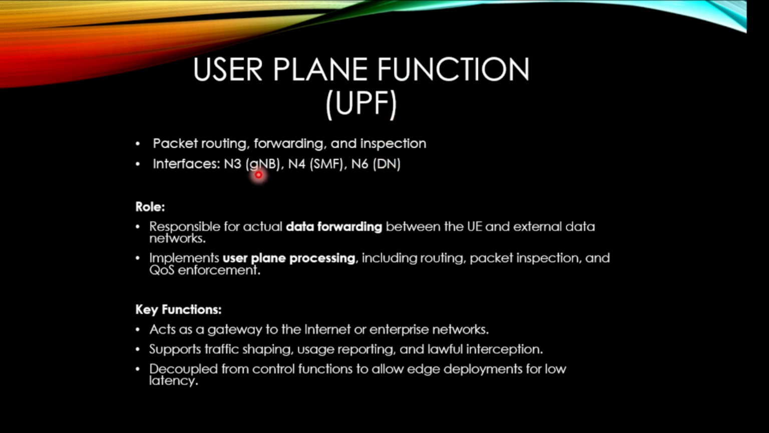So the UPF, the main role is it is responsible for actual data forwarding between the user equipment and external data networks. So it implements user plane processing, including the routing of data, packet inspection and control, and QoS enforcement. Okay, so the key functions, it acts as a gateway to the internet, to the external networks or enterprise networks. It supports traffic shaping, which is traffic control mainly.